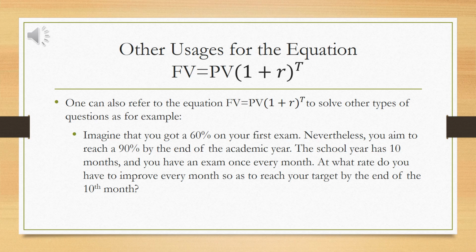One can also refer to the equation future value equals present value times (1 plus r) to the power t to solve other types of questions. As for example, imagine that you got a 60% on your first exam. Nevertheless, you aim to reach a 90% by the end of the academic year. The school year has 10 months, and you have an exam once every month. At what rate do you have to improve every month so as to reach your target by the end of the 10 months?